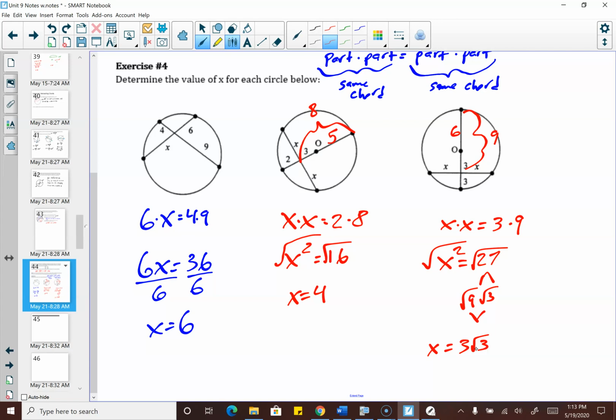Okay? So our 2 rules that we learned about circles today were our arc plus arc divided by 2 gives us any angle inside the circle that doesn't qualify as central or inscribed. And then when we're solving for missing parts of our chords, it's going to be our part times part equals part times part rule.